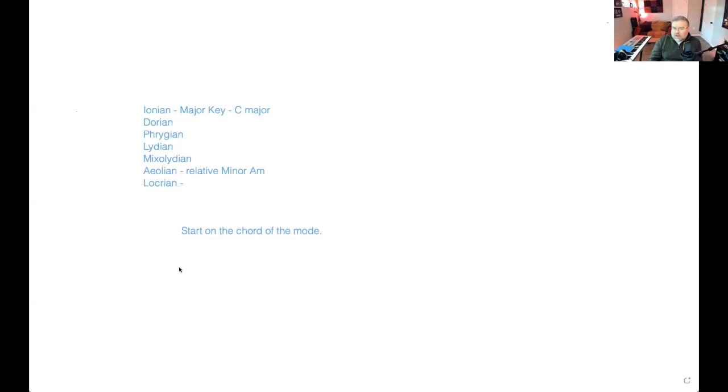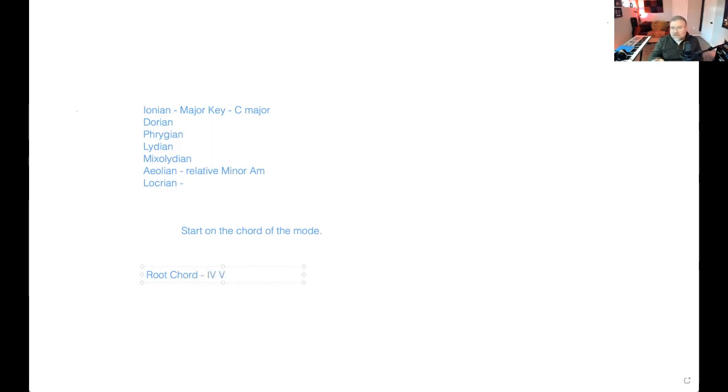So what I'm talking about in Blowing in the Wind is the first part of the verse starts off with the root chord. And then it goes to the four and the five.